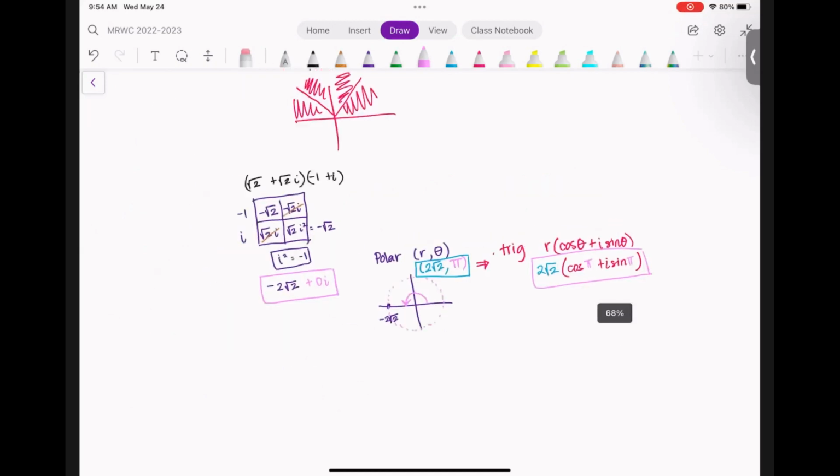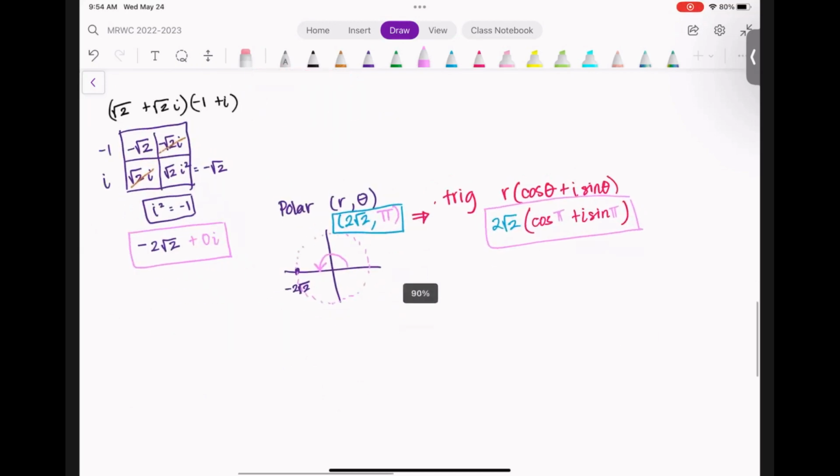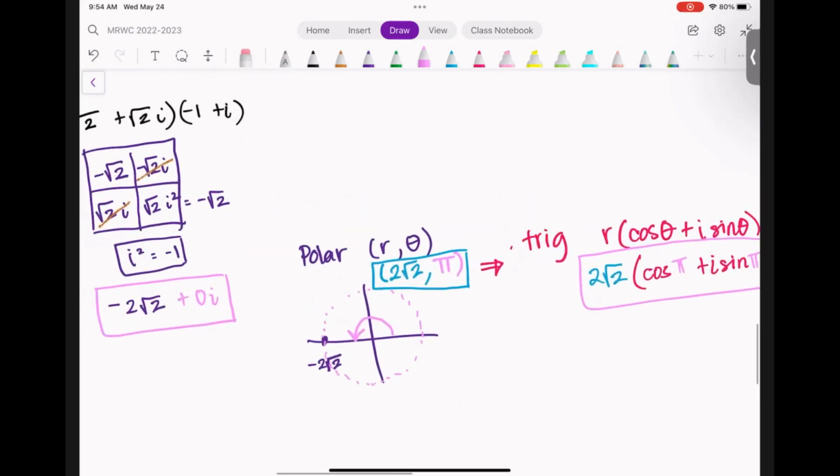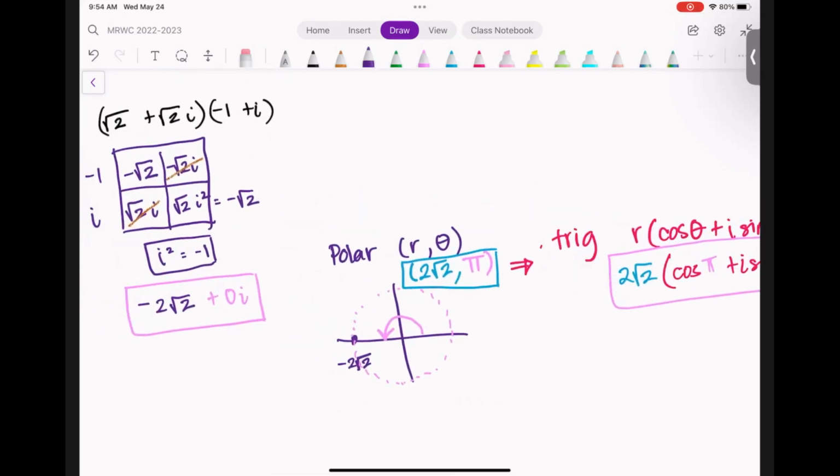So that's the work that you would do if you multiplied first, then converted. But what happens if you convert first? When you're converting first, you have to convert each number. So here, in terms of polar, I'll have two sets of r theta.